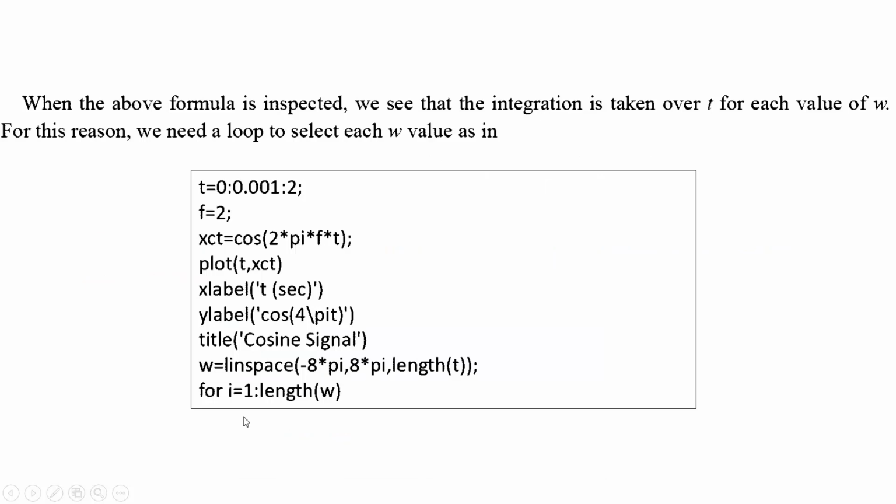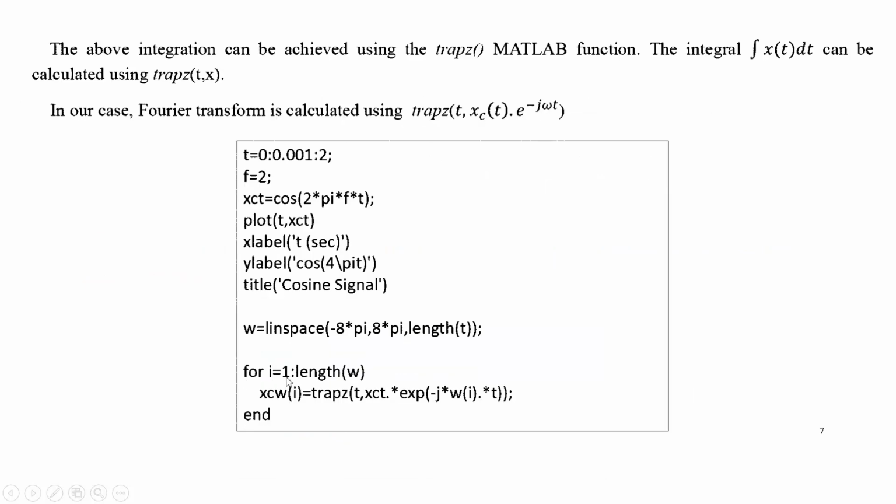Okay, so we put a for loop here. The for loop will go through each step, and inside the for loop will be this continuous function, that means the Fourier transform function of xc(t). The above integration can be achieved using the trapz MATLAB function. The integral of x dt can be calculated using this format, the format of the integral calculation using the trapz function. The trapz function will calculate the integral with respect to t.